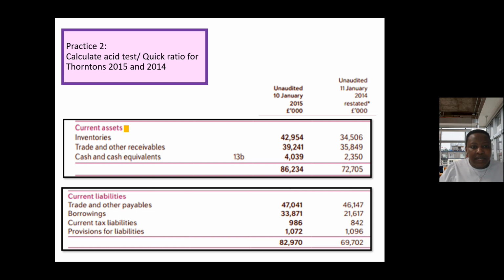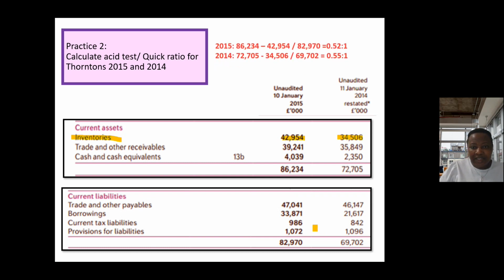Okay, for this particular question, do you want to give it a try as well? Same question that we used to calculate our current ratio, but this time around, you need to take away inventory. So you have 86,234, take away the inventory amount. In this case as well, you have 72,704, take away the inventory amount for 2014. Whatever you have, you divide it by your current liability, and we should get our quick ratio. Do you want to give that a try?